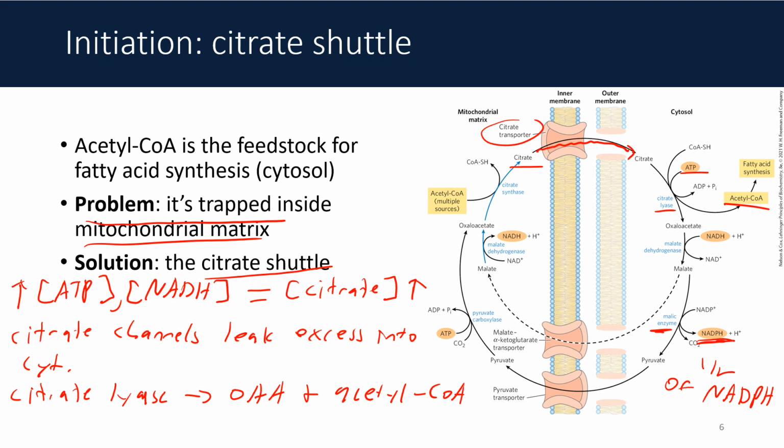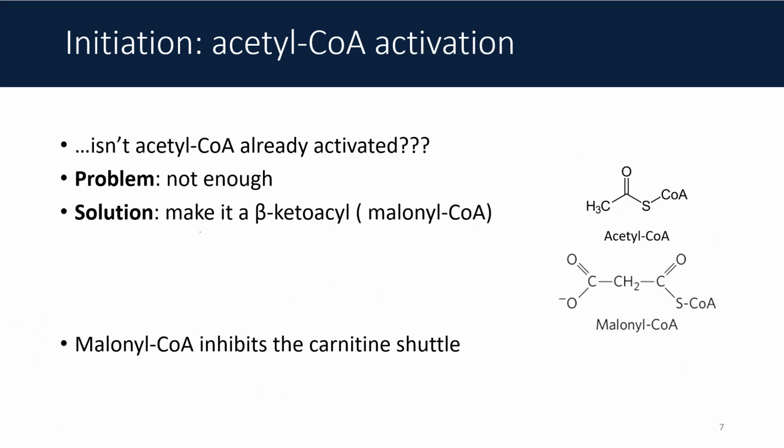When we're done with this malic enzyme process, we're going to end up with pyruvate, which we can then import back into the mitochondrial matrix and convert into oxaloacetate again with the help of another enzyme, pyruvate carboxylase, which is going to use another equivalent of ATP. So all in all, the net cost of the citrate shuttle is 2 ATP. The second half of the initiation step is activation of the acetyl-CoA.